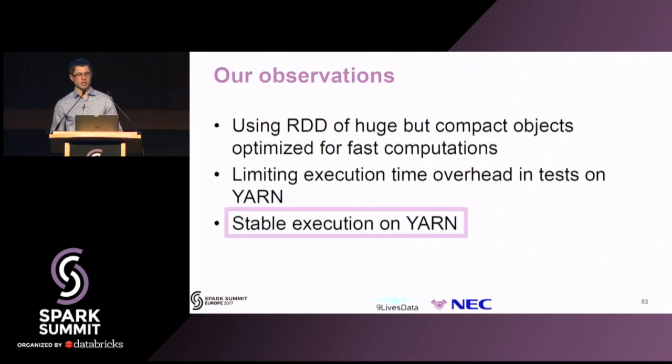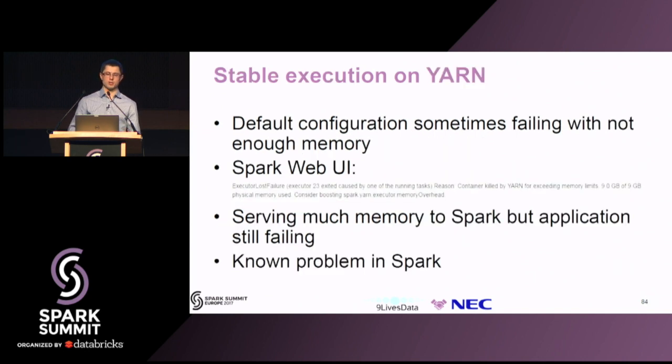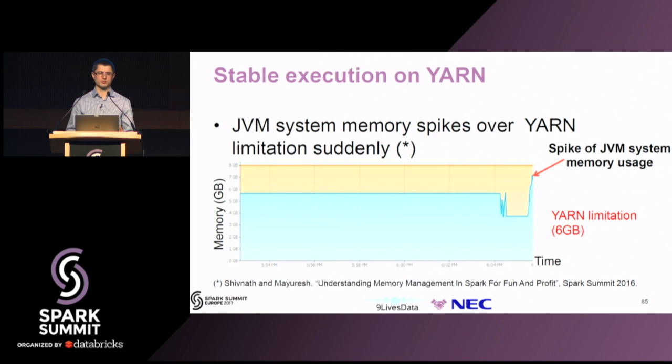Okay, and now the third observation, stable execution on YARN. So during our test and evaluation, we actually saw that our application fails from time to time with not enough memory. And even if we gave more memory to Spark, to our application, it was still failing. And it turned out to be a known problem in Spark. And the problem is that JVM system memory actually sometimes spikes over the limitation, YARN limitation, and YARN must terminate our application.